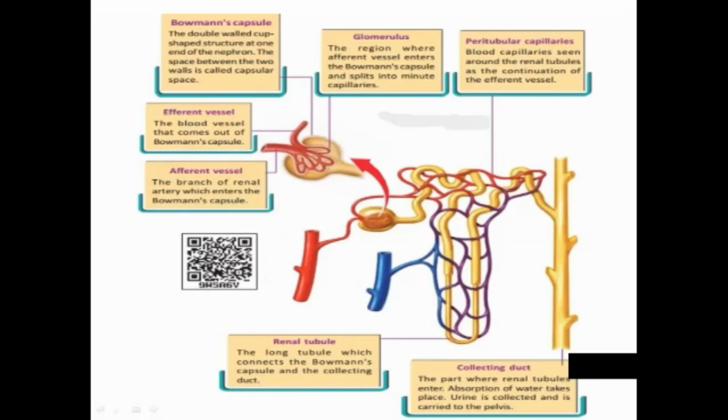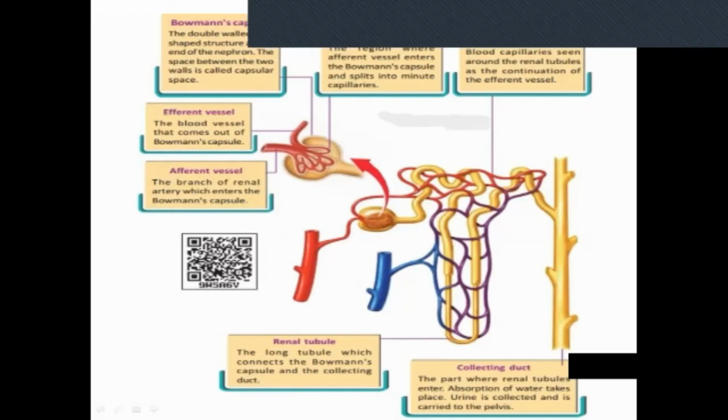The last part is the collecting duct. The collecting duct is the part where the renal tubule enters and the absorption of water takes place. In the collecting duct, the absorption of the water needed for the body takes place. Then the urine is collected and carried to the pelvis. Is this clear for you? From the pelvis it goes to the ureter, and through the urethra it is given outside.